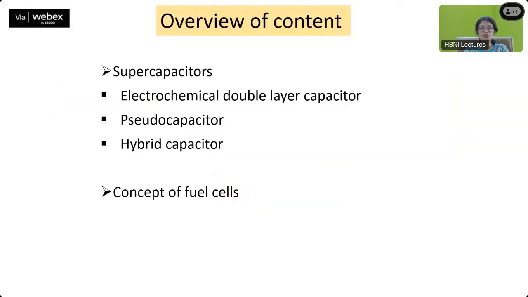So coming to what we will cover in the supercapacitors and fuel cells. In supercapacitors, we'll talk a little bit about the electrochemical double layer capacitors, pseudocapacitors, and hybrid capacitors. And then we'll discuss a little bit on the concept of fuel cells. This portion will not be covered as extensively as batteries, but we'll just give you an overview.